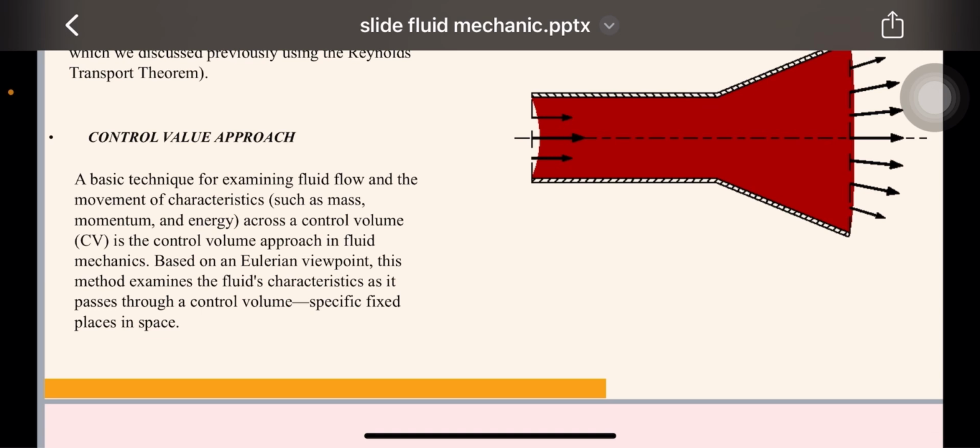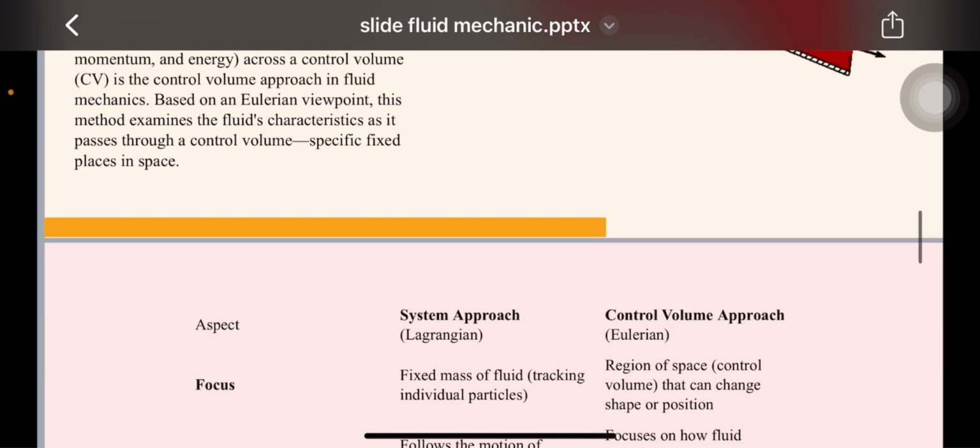Across a control volume, CV, the control volume approach in fluid mechanics is based on a Eulerian viewpoint. This method examines the fluid characteristics as the fluid passes through a control volume, a specific fixed place in space.